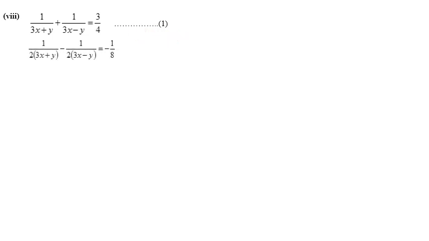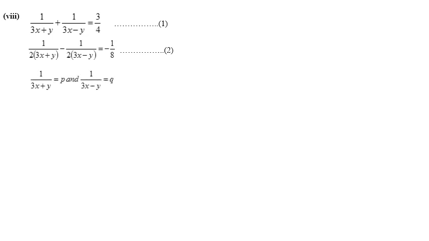Now move on to the 8th question, that is 1 divided by 3x plus y plus 1 divided by 3x minus y is equal to 3 by 4. Label it as equation number 1, and the next equation is 1 divided by 2 into 3x plus y minus 1 divided by 2 into 3x minus y is equal to minus 1 by 8. Equation number 2. When you observe, here you can see denominator 3x plus y, here also denominator same 3x plus y, here 3x minus y, here also denominator 3x minus y.